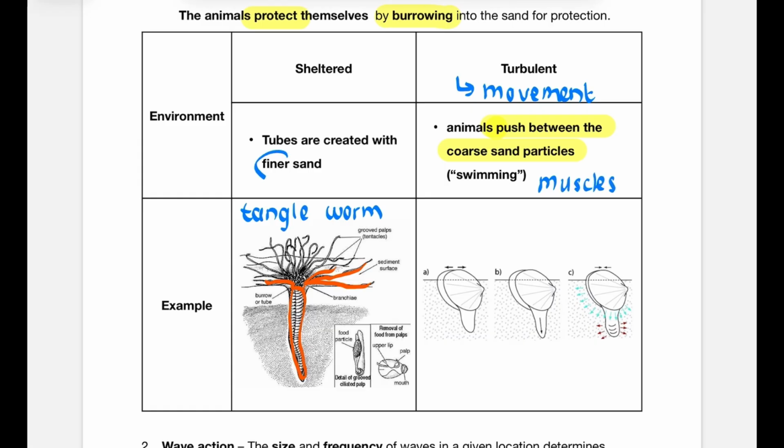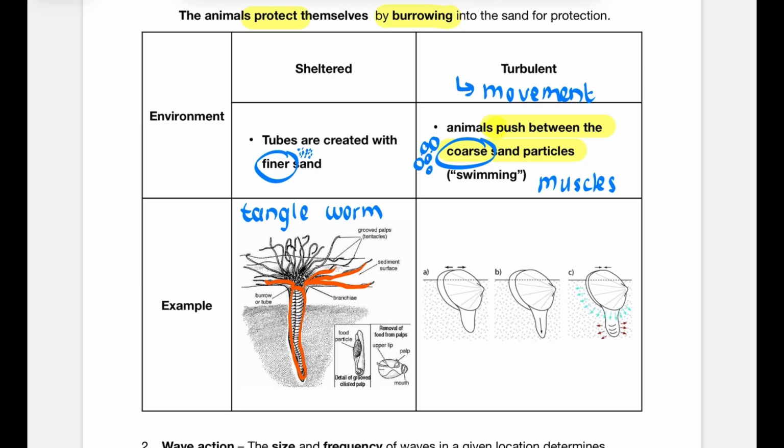Just a note on finer and coarse sand particles. Your finer sand grains are going to be your very, very small sand grains, and your coarse sand grains are going to be bigger, and they're going to have bigger gaps in between them compared to the fine particles that are all on top of each other.